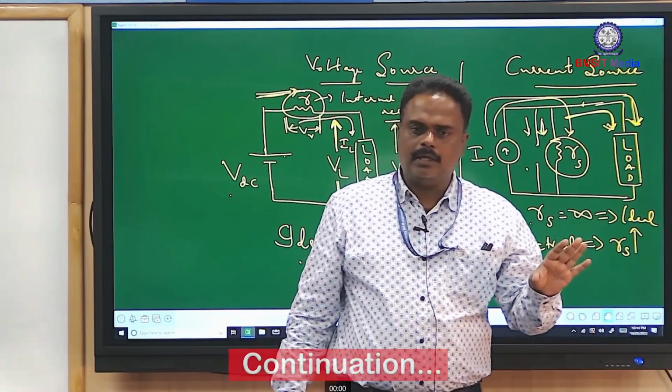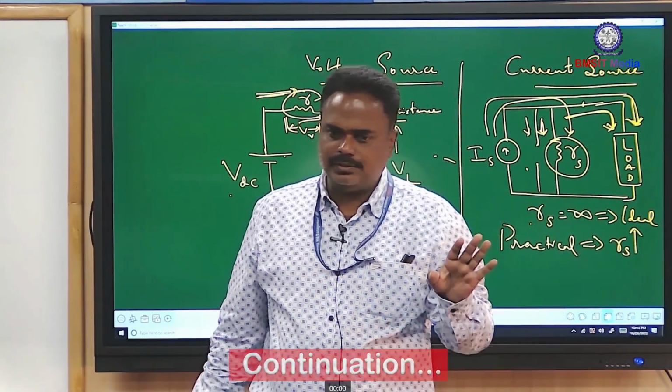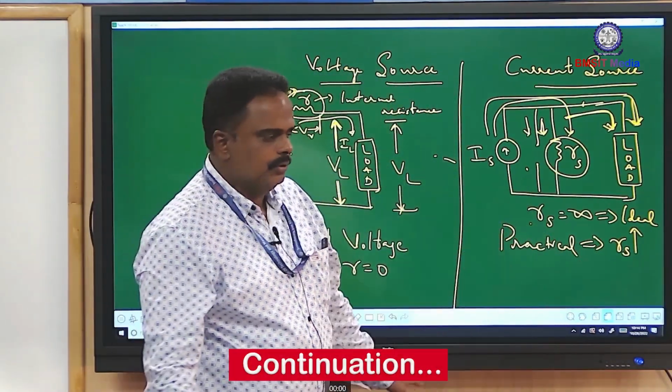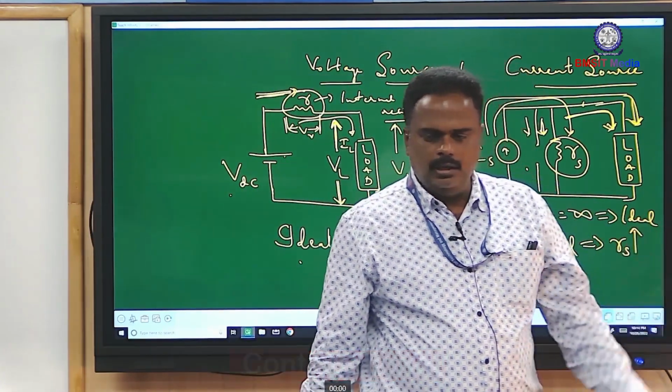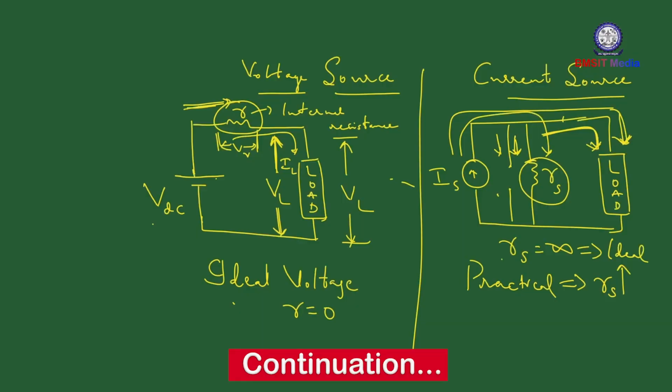In the case of a practical current source, internal resistance is very high. Okay, so these are the definitions for ideal voltage source and ideal current source.